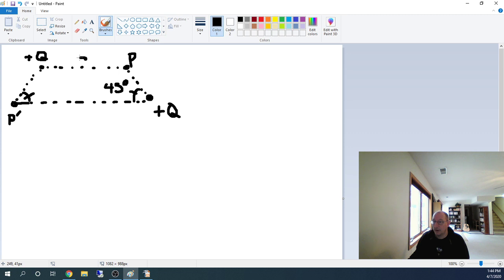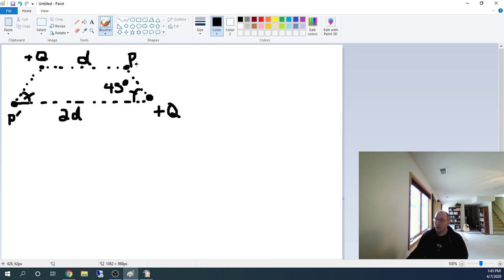So just to finish out the picture here, the length between Q and this charge here and P is D, and the length of the bottom is 2D. So the distance from here to here is twice the distance along the top. Okay.